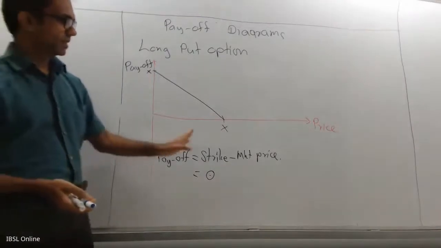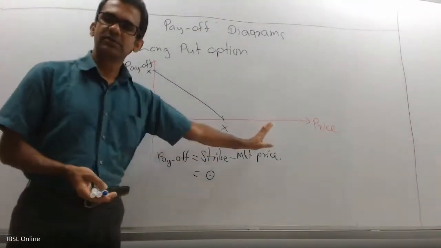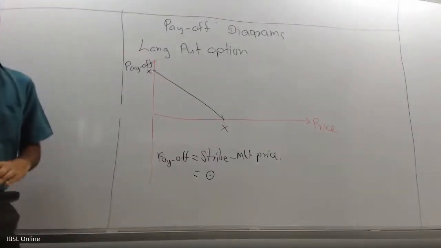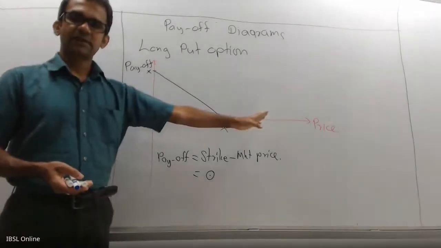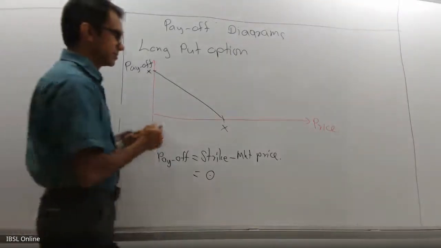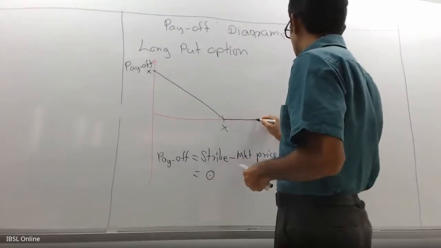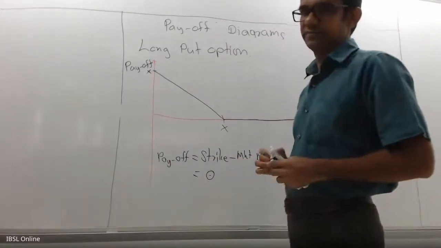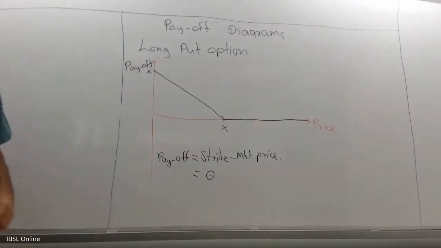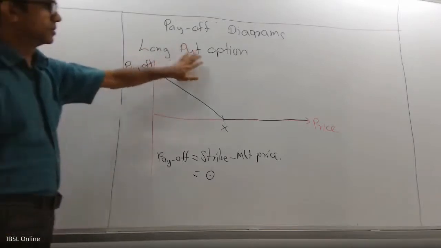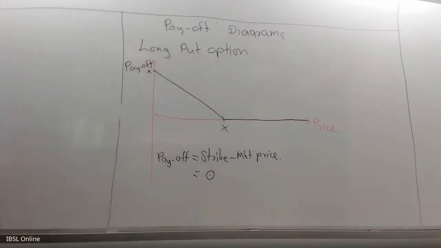What do you do when the market price is above the strike price? You won't exercise your right because you can sell that asset in the market at a higher price. So the payoff will be zero. That is the payoff diagram for a long put option. For a buyer of a put option, this will be the payoff diagram. Then what is the profit diagram?